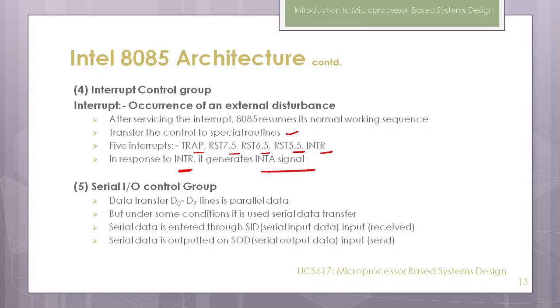Last group is the serial input output control group. It is used for data transfer on the D0 to D7 lines, that is for parallel data. But under some conditions it is also used for serial data transfer. Serial data is entered through the SID pin, that is serial input data, the receive pin. Serial data is outputted on SOD, that is serial output data, the send pin. Right. So that's all about this block diagram.